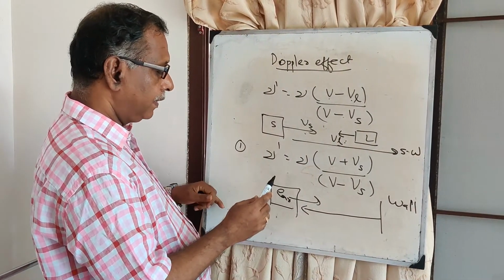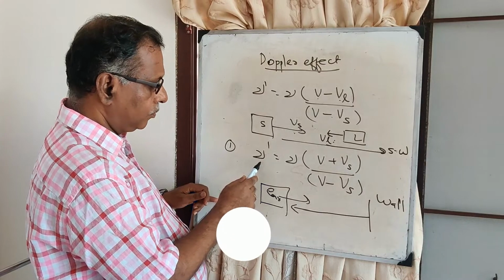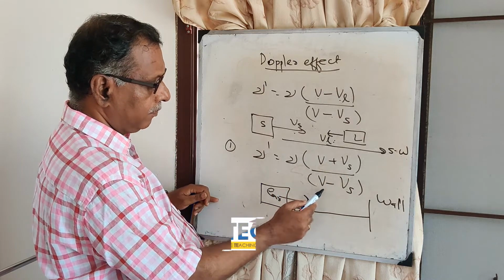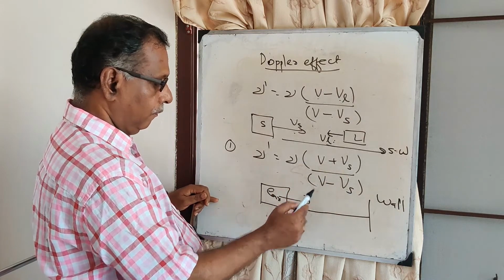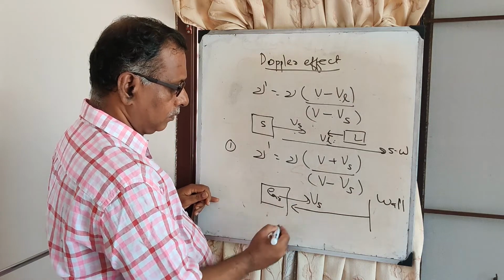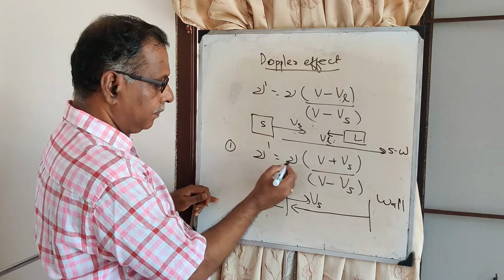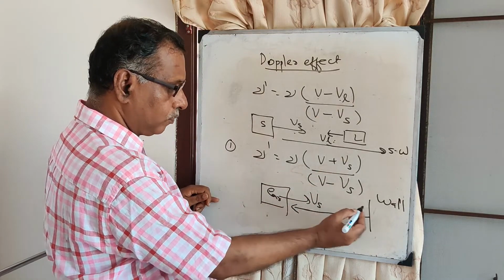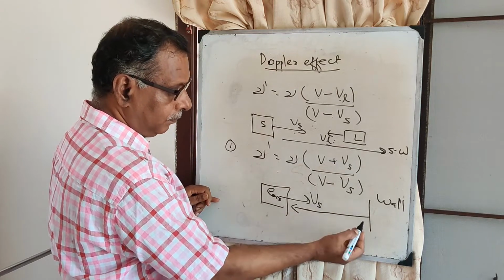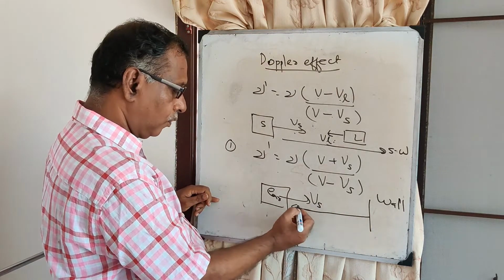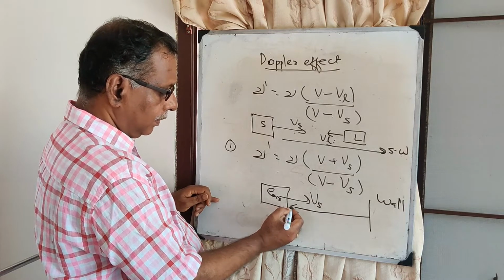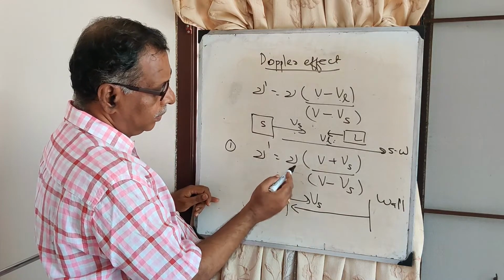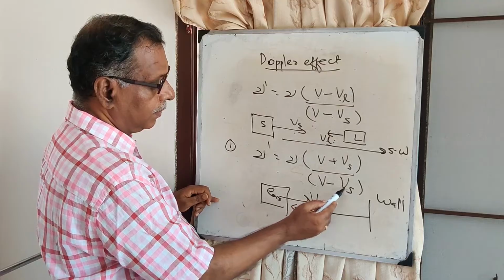We can easily find out the frequency heard by the driver using this simple formula: nu dash equals nu into V plus Vs divided by V minus Vs, where Vs is the velocity of the source, or velocity of the car. Sound is produced from a car, falls on a distant wall, is reflected and reaches the car. The frequency heard by the driver is given by nu dash equals nu into V plus Vs divided by V minus Vs.